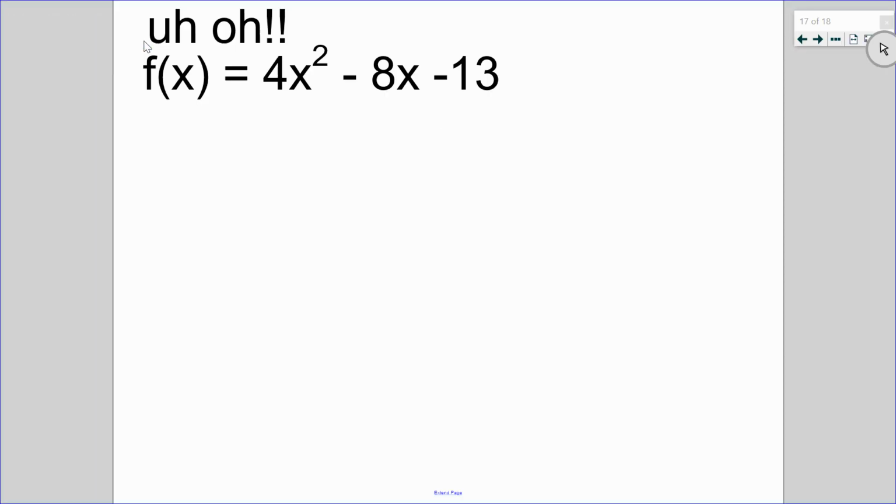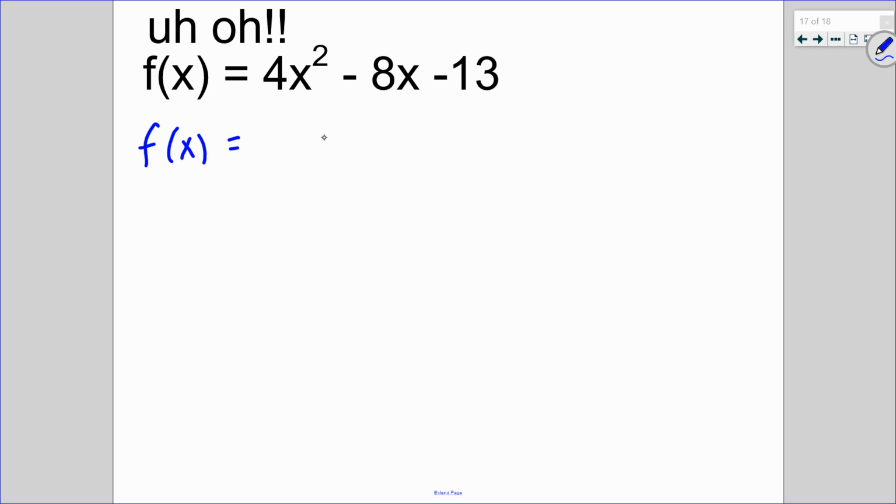So lastly, I want to talk about how we can make vertex form out of a standard polynomial form when we have an a value other than 1. It makes it just one extra step, a little more complicated, but not too bad. So what we have is 4x squared minus 8x. And again, we're going to ignore this c term. We're just going to have it off to the side.